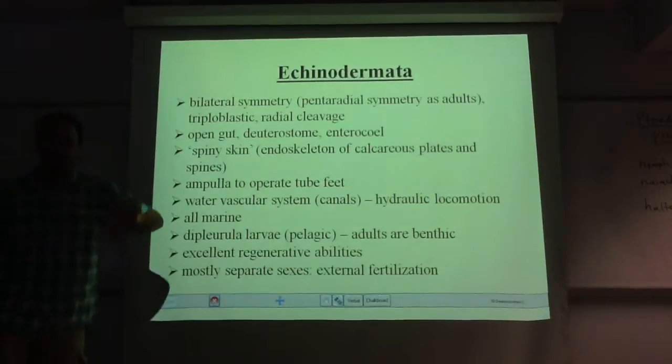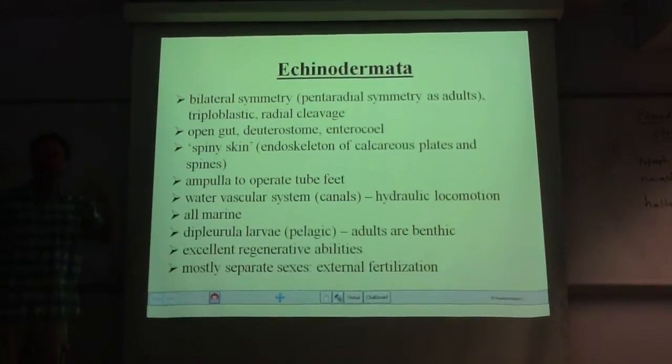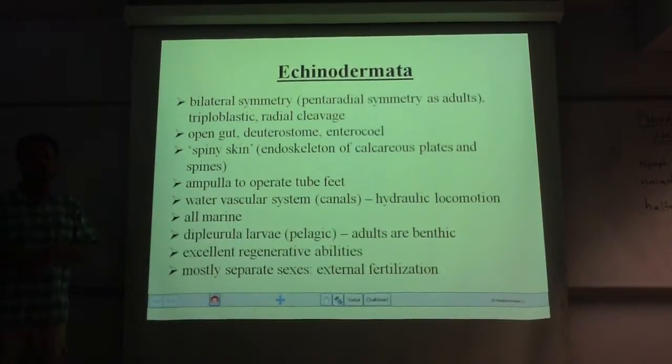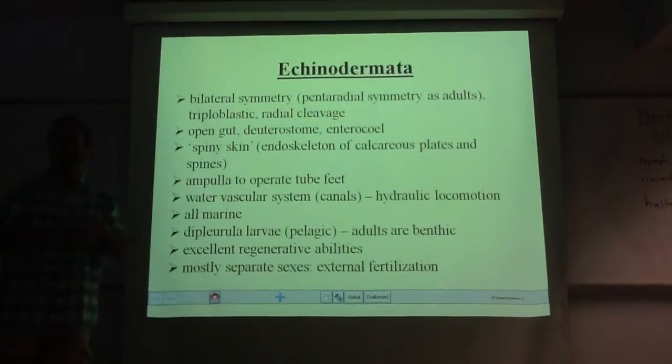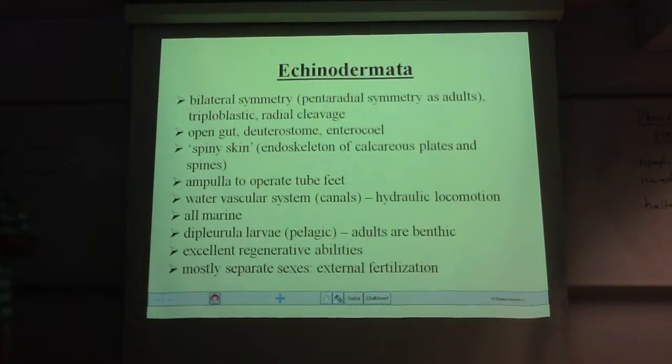They have indeterminate cleavage, right? The cell fates are not established on the first division of the zygote. Like us, they can have identical twins, right? You could do a couple rounds of division of the zygote and you could pull a cell off and it can grow into a complete individual. The cell fates are not fixed on that first division of the zygote.